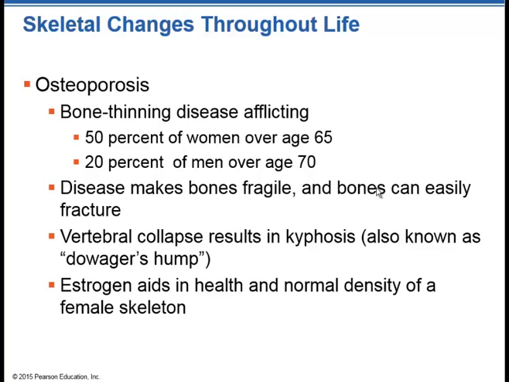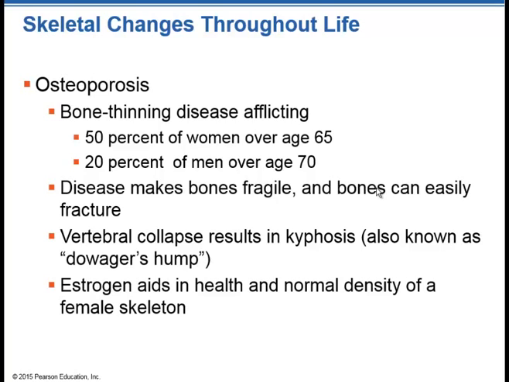Osteoporosis is a bone thinning disease. 50% of women over the age of 65 present with this at various degrees, and 20% of men over the age of 70. So it isn't strictly a disease for women, but you do see it primarily in menopausal women. And the problem is that over time, the bones become fragile and they can fracture easily.